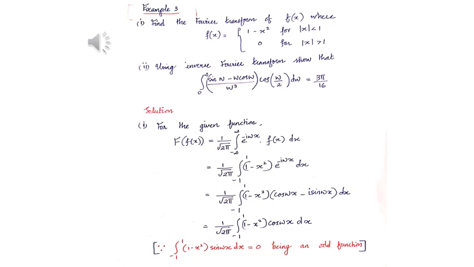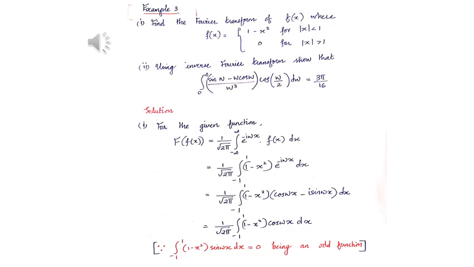If f of x is equal to f of minus x, then we can say that the function is even. Or if f of x not equal to f of minus x, then we can say it is odd. So here f of x is equal to 1 minus x square and f of minus x is also equal to 1 minus x square. Therefore, our given function is even. So even into even will give even function.